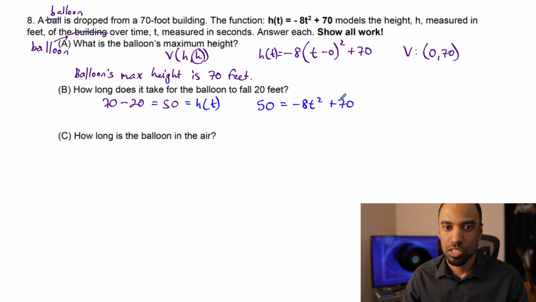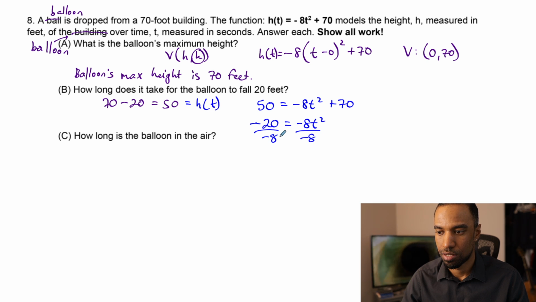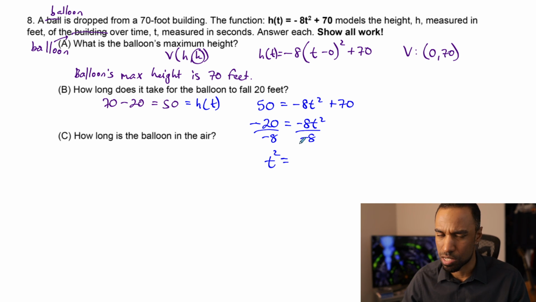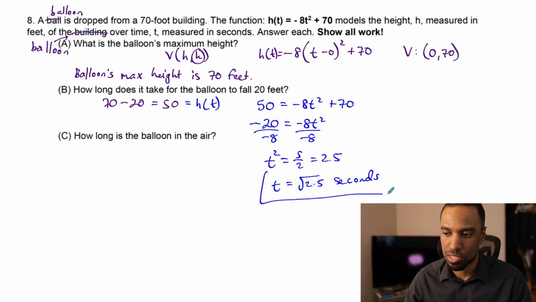I can subtract 70 from both sides, and I get -20 equals -8t squared. This is where things get a little messy. I'm going to divide both sides by -8. And I get t squared equals -20 over -8, which reduces to positive 5 over 2. Yeah, that's fine. It's 5 over 2, which is 2.5. And therefore, t is the square root of 2.5. I'm not going to answer that any more than that. I don't know the approximation. This is the kind of thing where I said this isn't a fun one for me to do with you.